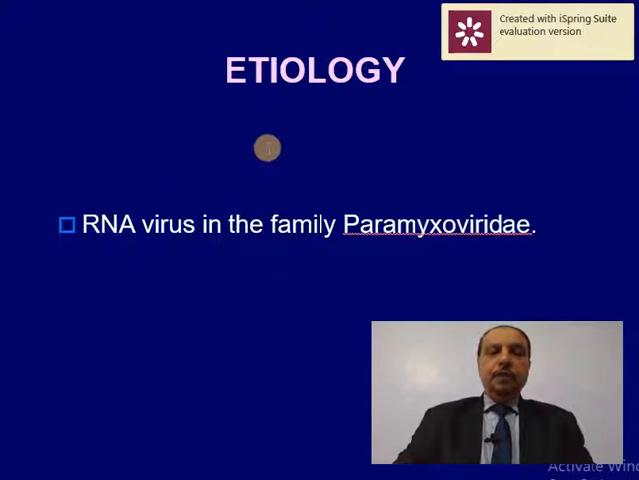The etiology of measles is an RNA virus, the measles virus, or rubeola virus. They call it rubeola virus. Don't think it is rubella. Rubella is German measles. So this is rubeola virus. It is an RNA virus in the family Paramyxoviridae.